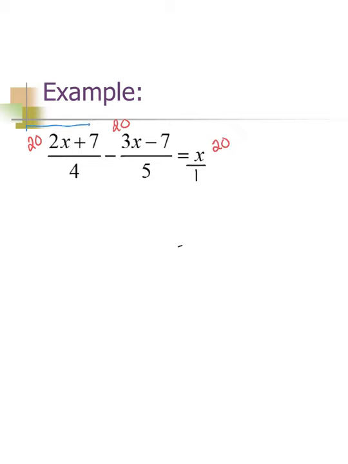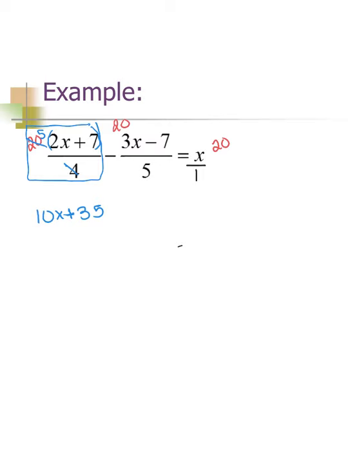If I look at the first one here, the 20 reduces the 4, and this becomes a 5. Very important, because I'm multiplying the 5 by 2 terms, I have to distribute. So that's going to become 10x plus 35.